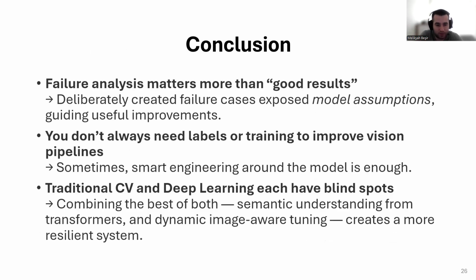So what did we learn? Classical vision pipelines are brittle. In real-world variance, the thresholds fail in practice. Even state-of-the-art transformers need tuning for edge cases. Semantic understanding isn't a silver bullet. Failure analysis matters more than good results. By deliberately creating challenging scenarios, we expose the model assumptions, so we can find practical solutions.